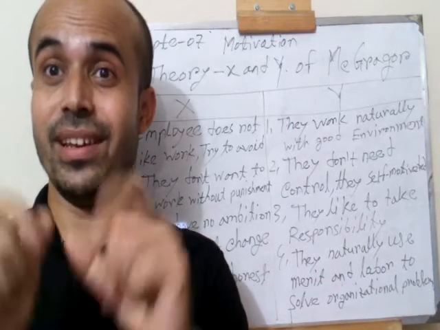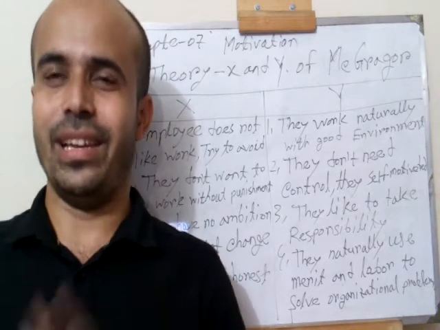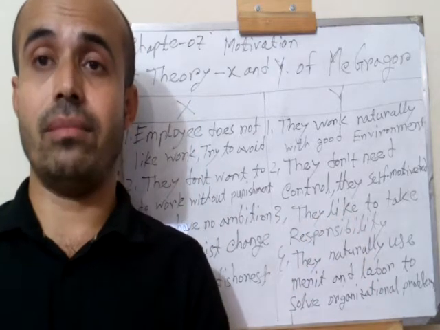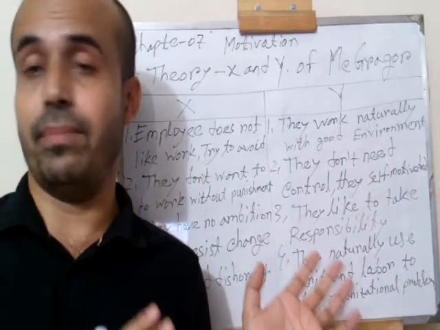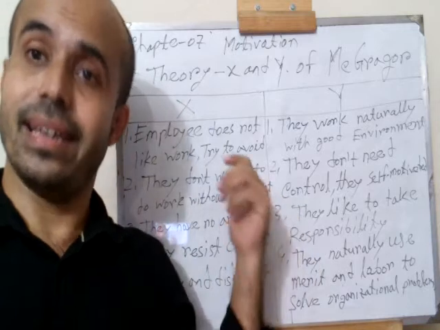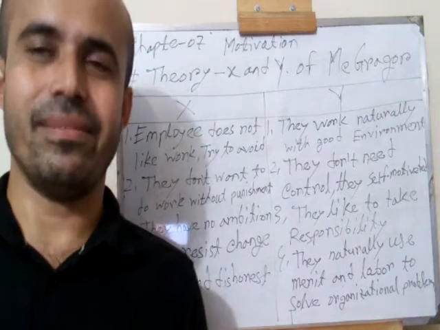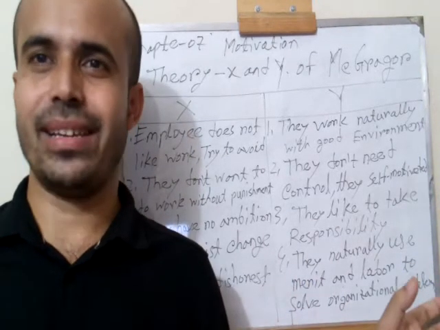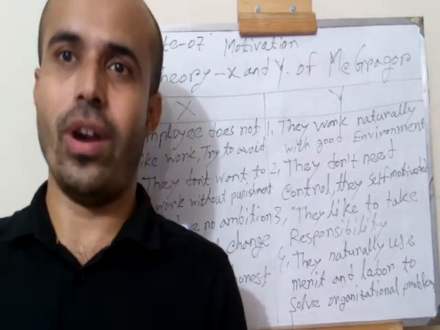If you think about it, do you like work? Ask yourself, and you will get the answer. I don't mean that all of them are negative; some of them are negative and some of them are positive about their work. Okay, so in theory X, McGregor tried to say that employees don't like work and they try to avoid work. They try to escape from work.